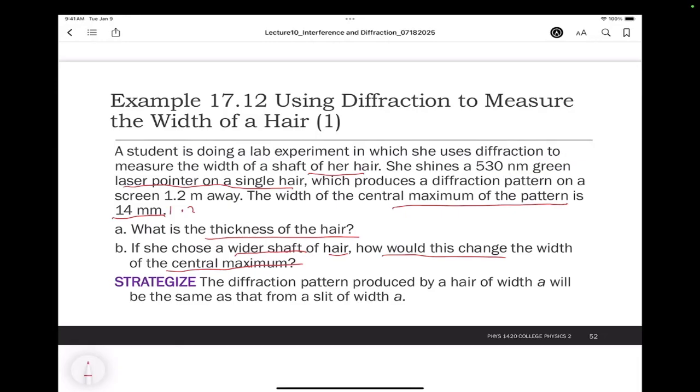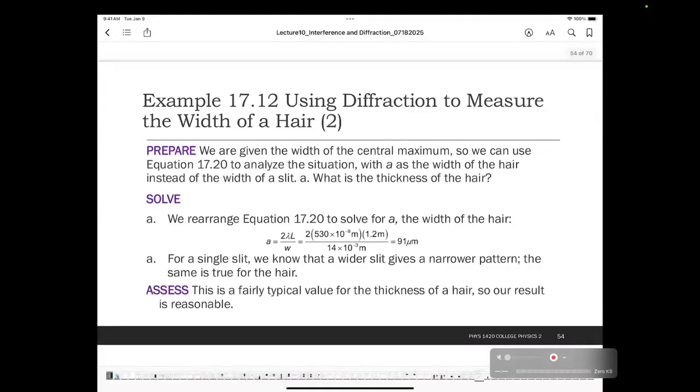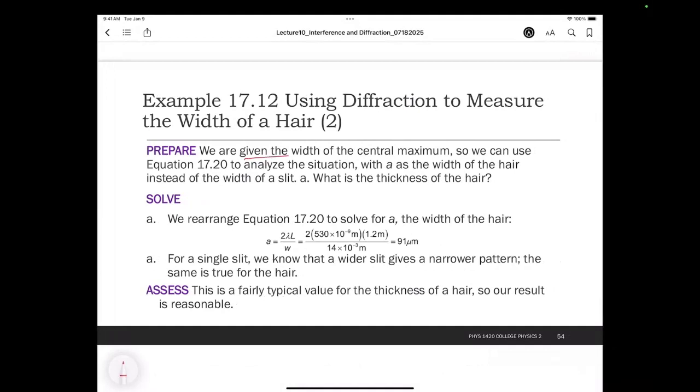The diffraction pattern produced by a hair of width A will be the same as that from a slit of width A. We are given the width of the central maximum, so we can use equation 70.20 to analyze the situation, with A as the width of the hair, in place of the width of a slit. What is slit A? What is the thickness of the hair?